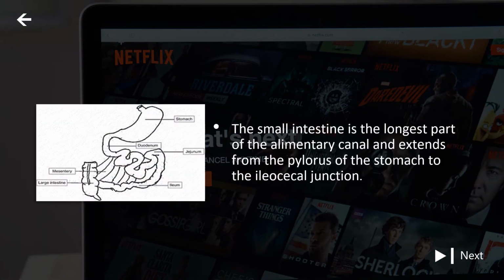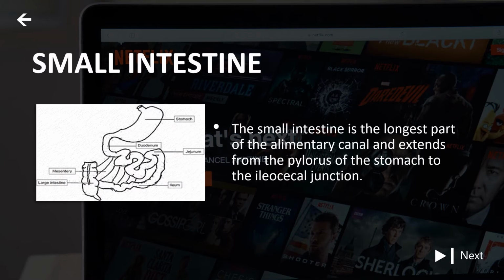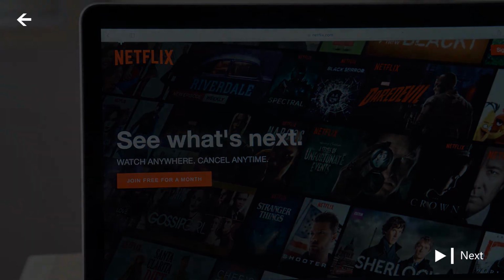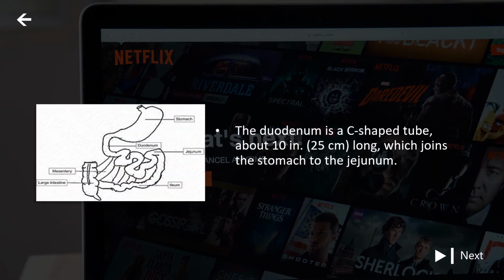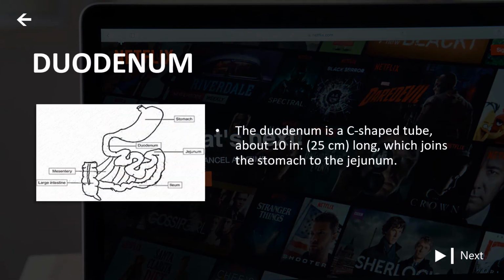The greater part of digestion and food absorption takes place in the small intestine. It is divided into three parts: the duodenum, the jejunum, and the ileum. The duodenum is a C-shaped tube about 10 inches long which joins the stomach to the jejunum. It receives the openings of the bile and pancreatic ducts. The duodenum curves around the head of the pancreas.